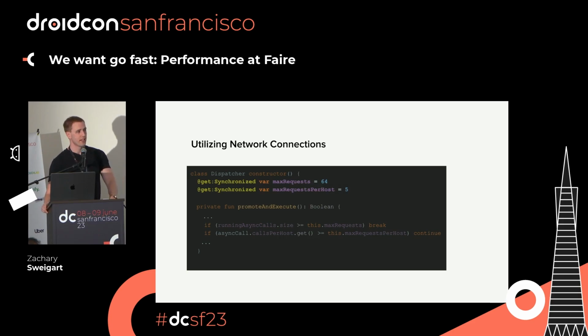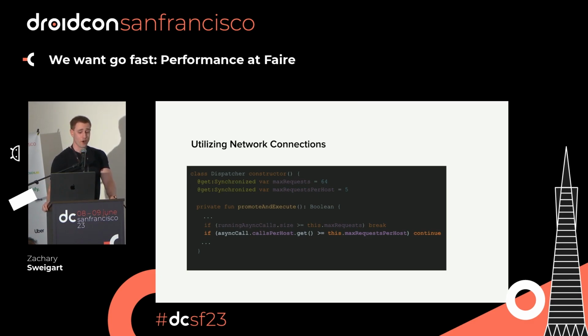Whenever you make a request, it goes to the dispatcher, which puts it into a queue. If the queue has room, it'll call this promote and execute function. First, it'll check if there are more than the max requests concurrently happening, and that's across any request your app is making, whether it's your app or a library you're reusing for analytics or anything like that. If it's less than that, then it will check max requests per host, so it checks on a per host basis. The default is 64 max requests in parallel at a time and 5 per host.